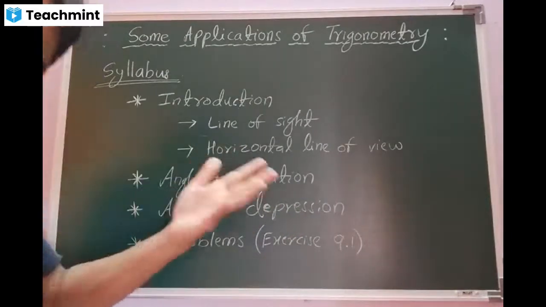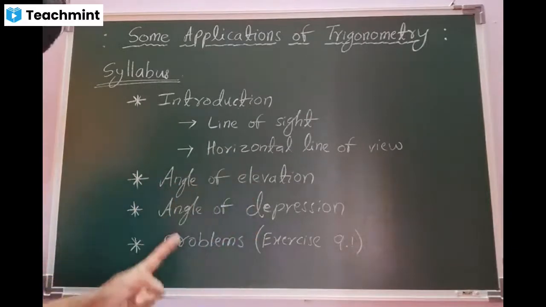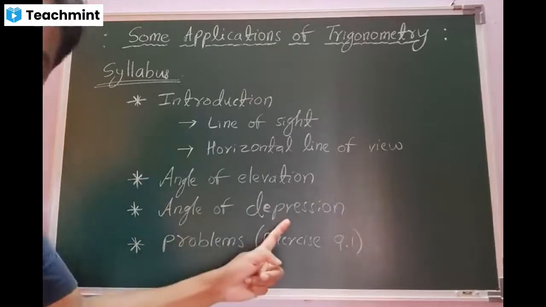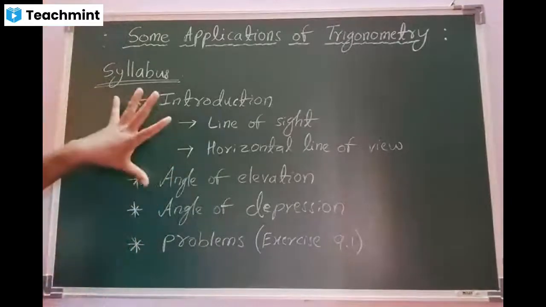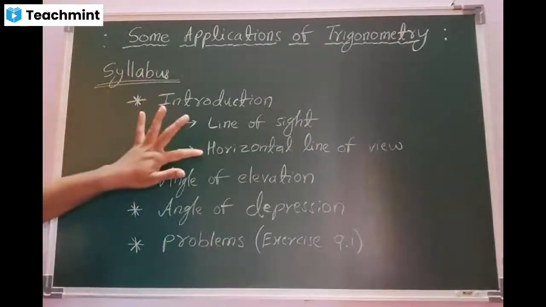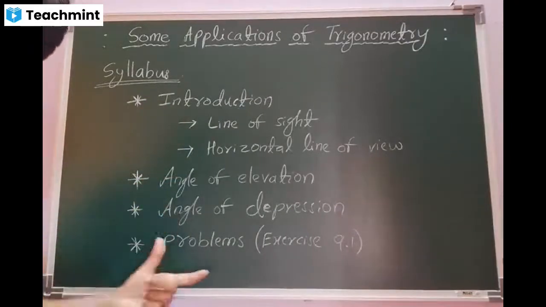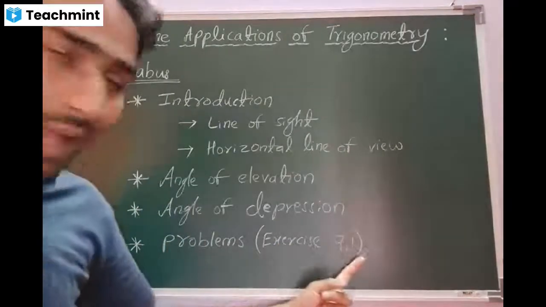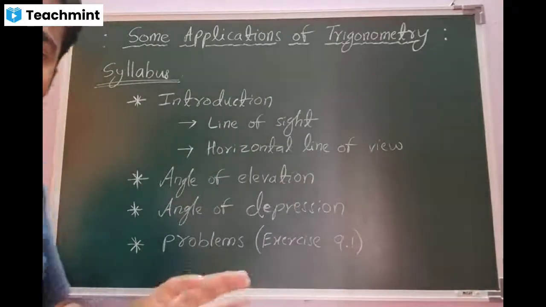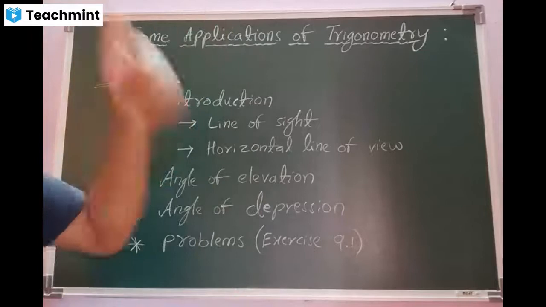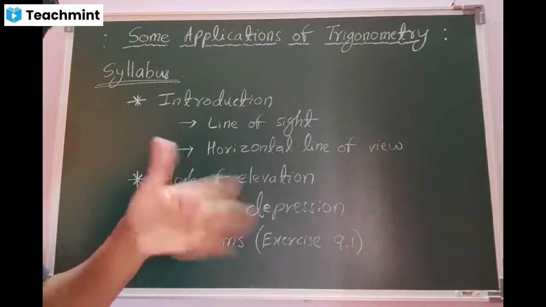Afterwards, you will deal with a new concept called angle of elevation and one more concept called angle of depression. Depending on the above data, line of sight, horizontal line of view, angle of elevation and angle of depression, you are going to solve the problems from the exercise 9.1. So this is the syllabus for this particular chapter.